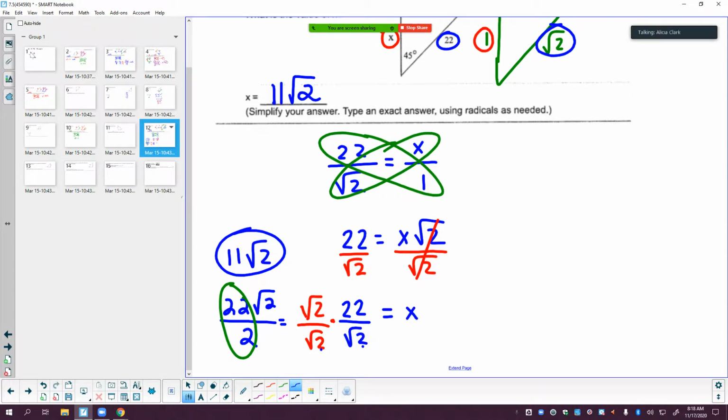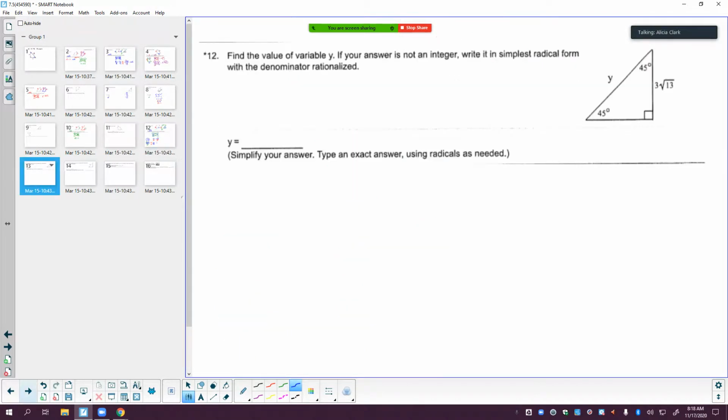You guys have any questions as of right now? Okay. So sometimes these fractions do get a little more complicated, such as this one. On this one, the leg they're telling you is 3 square root of 13. So when I say this gets a little more complicated, all that means is you have a little more math to do. Okay, so my original triangle looks like this.